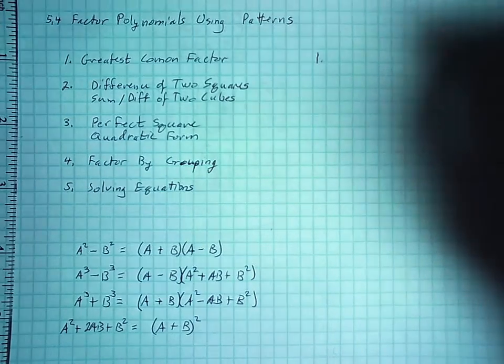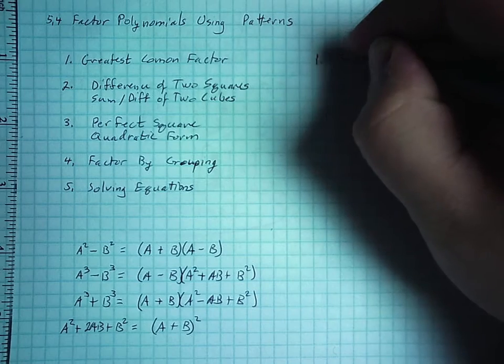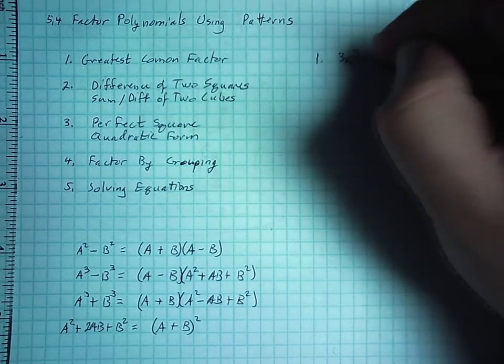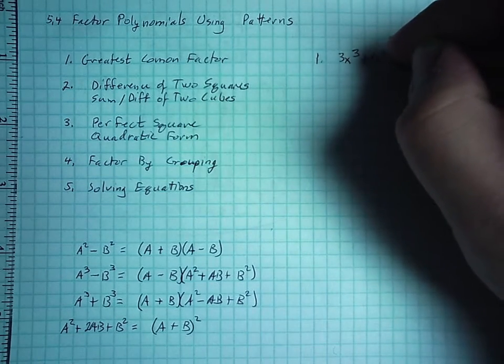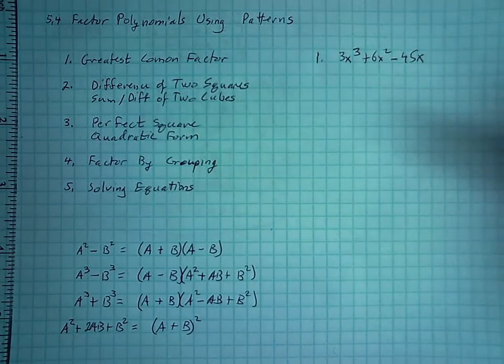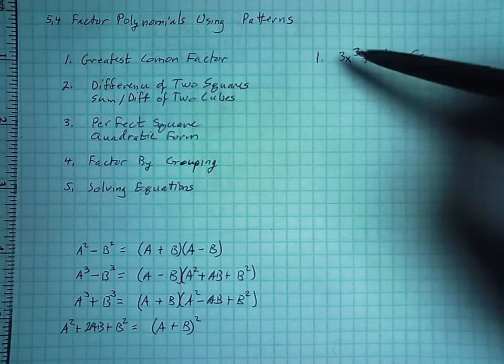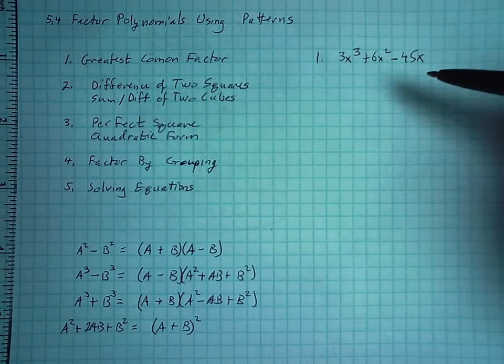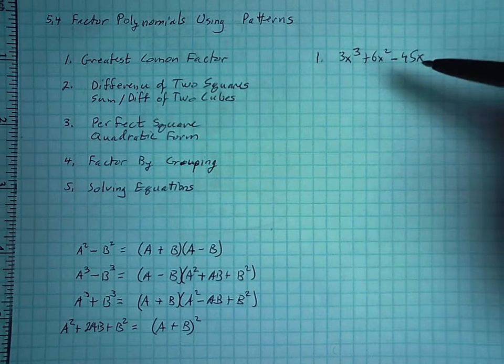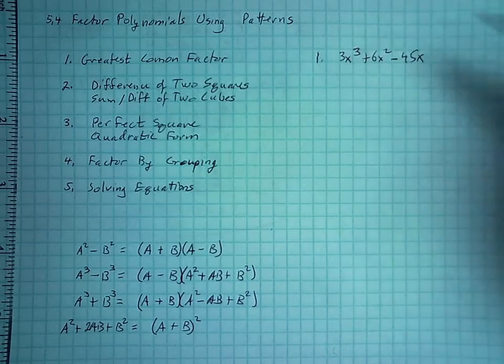My example for number 1 is 3x cubed plus 6x squared minus 45x. So this is a cubic function. We're looking for at most 3 factors. Well, we should have 3 linear factors, although we'll find out we can't always factor completely. Anyway, 3 is the big number here.